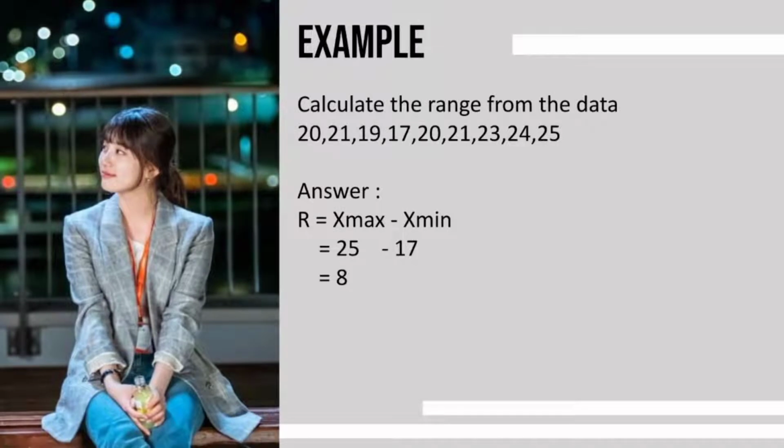Calculate the range from the data down below: 20, 21, 19, 17, 20, 21, 23, 24, and 25. As we can see here, 17 is the lowest, or the min, and 25 is the max, or the largest value. So we put that into our equation. Range equals x max minus x min. Now we have R equals 25 minus 17, and it equals 8. And that is it for range.